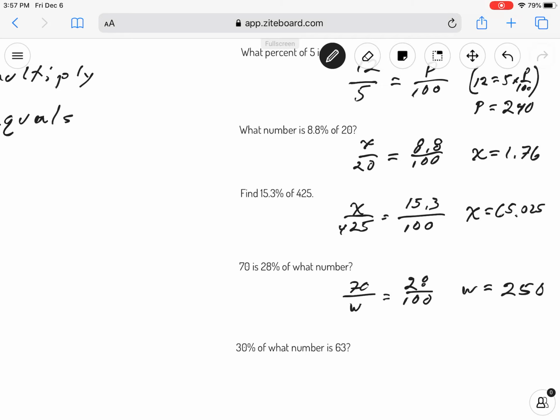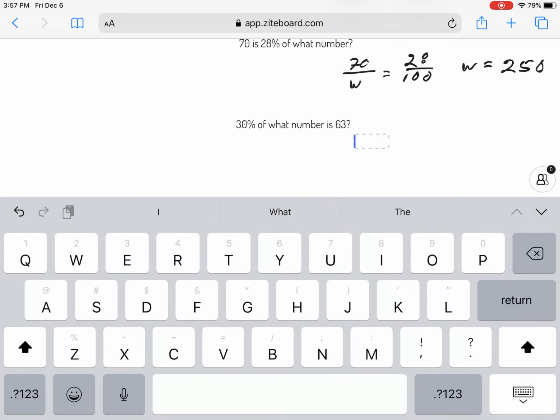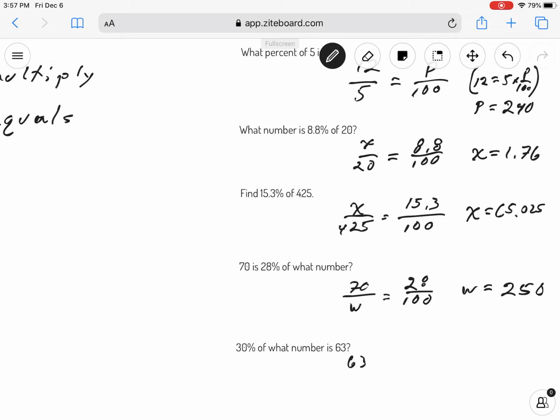One last one. We have 30% of what number is 63? Again, I'm told that 63 is 30% of some number, so I'm trying to find the whole again. And so now I have 63 times 100 divided by 30, and my whole is 210.